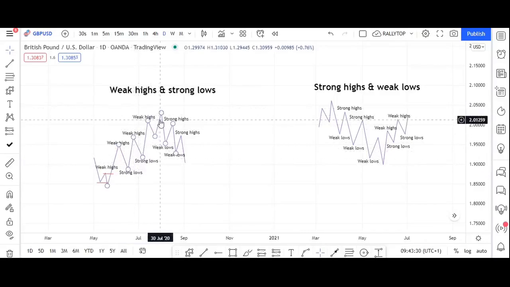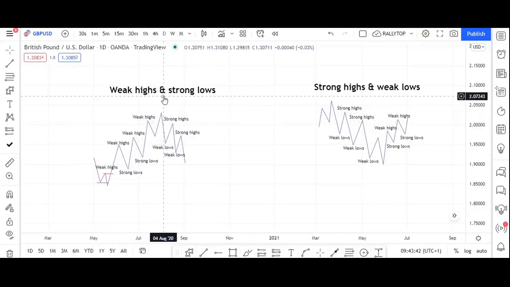And then take a look at this portion now. Price went up, violated this high. This high here is supposed to be a weak high if price violated it to the upside.